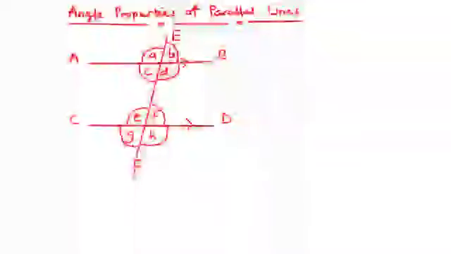We're going to look at angle properties of parallel lines and solve a couple of examples as well. So what are parallel lines? Parallel lines are straight lines which are always the same distance apart and can never meet. Considering this diagram, we have two parallel lines, the lines AB and CD. The arrows here indicate that these two lines are parallel to each other.